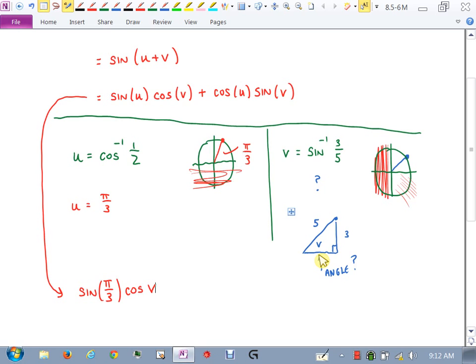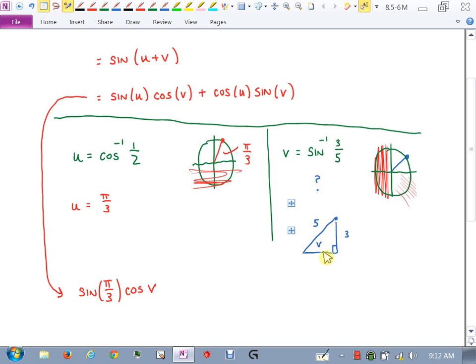What is cosine by the definition? Adjacent over hypotenuse. You don't have the adjacent, do you? But you have two of the three sides of a right triangle, don't you? So can't you always recover this side? Do you see how important drawing this triangle was? It's going to help me get cosine V here. So let's do a quick solving of this triangle.